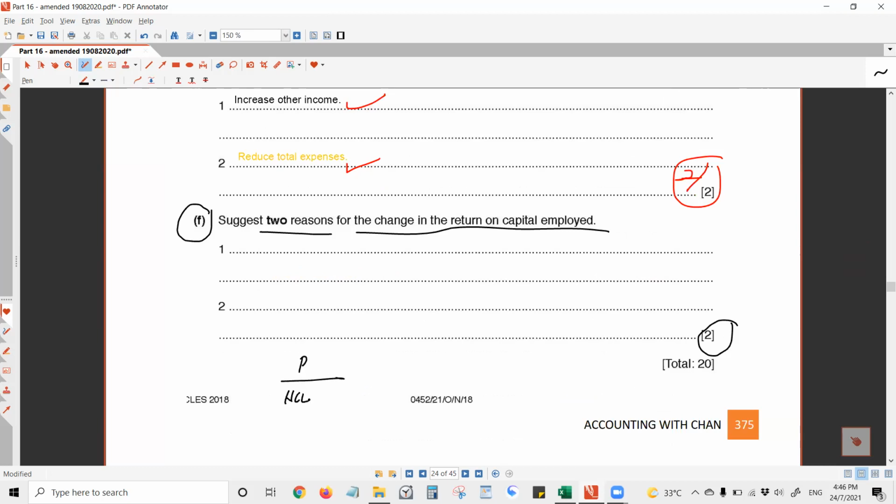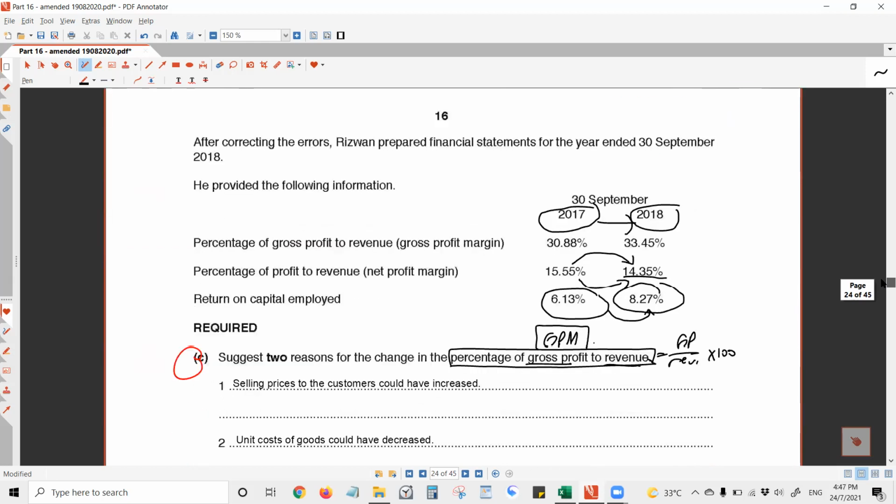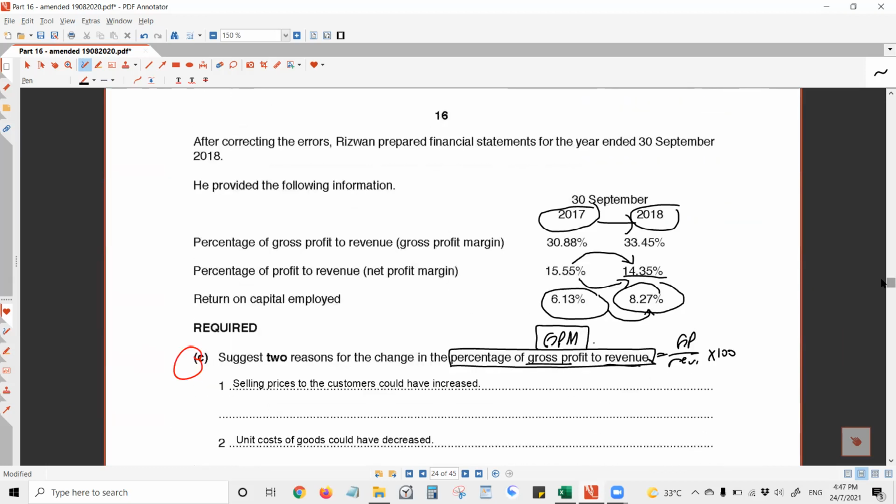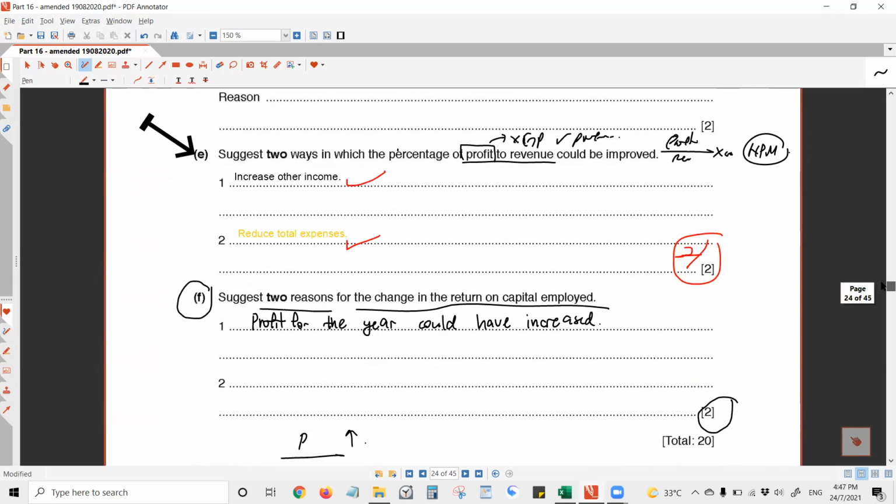Once again, look at the formula. It could be profit for the year has increased, right? So we write profit for the year could have increased. Also look carefully if they have given you profit for the year. If it is loss for the year, then our answer would be wrong. It appears that they have not given us profit or loss for the year, so our answer is right. Our answer is just a suggestion. We do not know the exact reason. They only ask us to suggest.